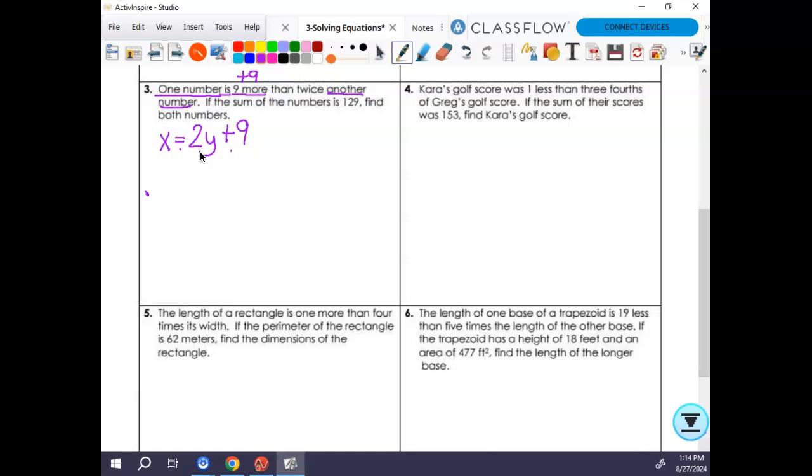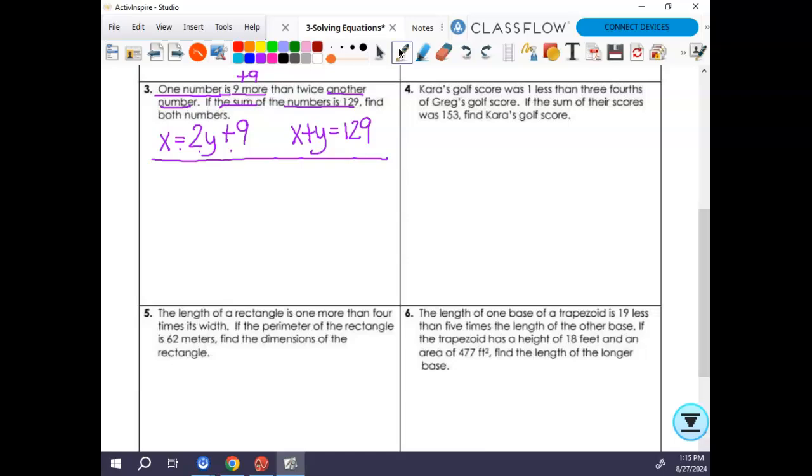If the sum means we do what? Add. Of numbers is 129, so that means x plus y equals 129. We're going to find both numbers. And if you do it the other way, which I'm not going to show you because it kind of confuses me sometimes too, and plus you're not going to write down some of the stuff you're supposed to, then you technically don't end up with 2 different variables, but I think that gets confusing as well.